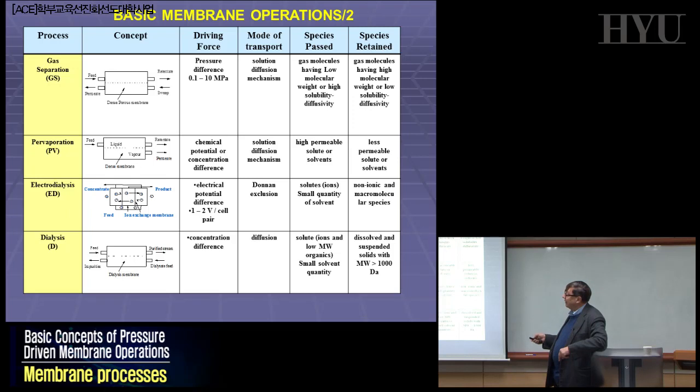Again, basically dense membranes, no porosity at all in this case, and the driving force is the different chemical potential or the different concentration of the penetrants. The mechanism is solubility diffusivity, and you must have some species that are highly permeable in the polymeric phase, and less permeable species, or bigger size, in this case in the retentate.